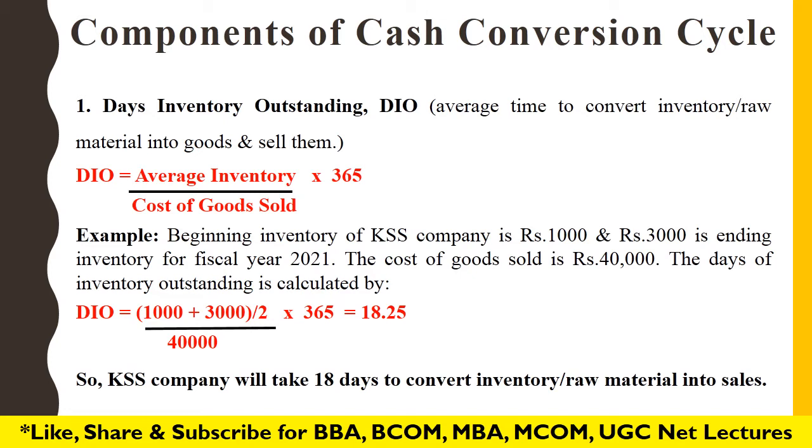For example, the beginning inventory of KSS company is rupees 1000 and rupees 3000 is the ending inventory for a fiscal year 2021. The cost of goods sold is rupees 40,000. So the days inventory outstanding is calculated by putting these values in the above formula, and we get the result 18.25. So the KSS company takes approximately 18 days to convert its inventory into sales. So this is days inventory outstanding.